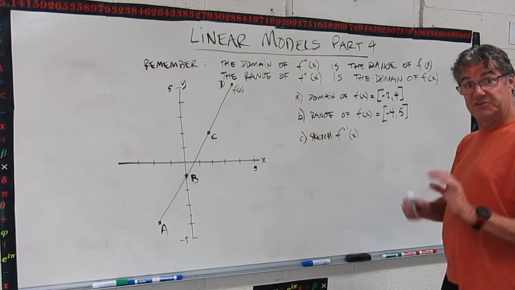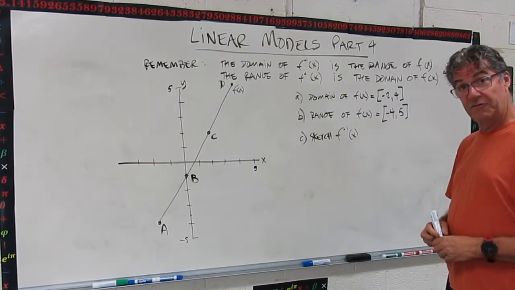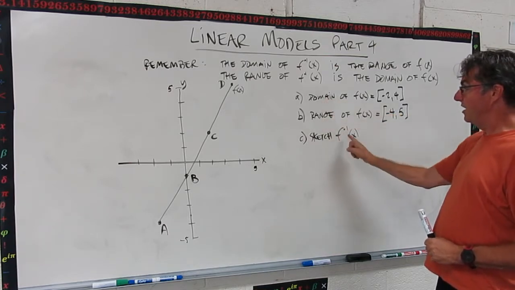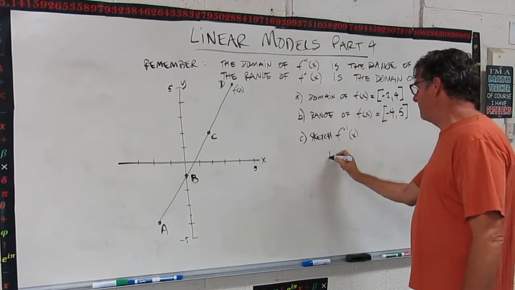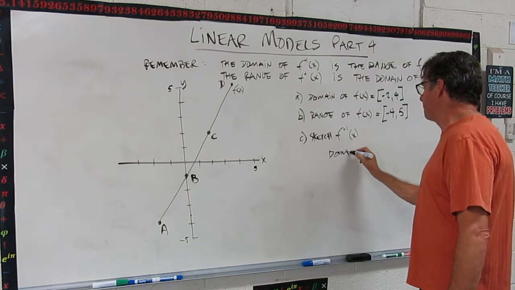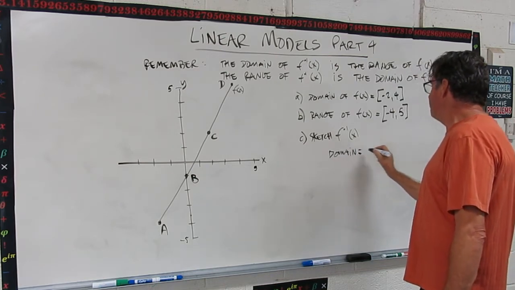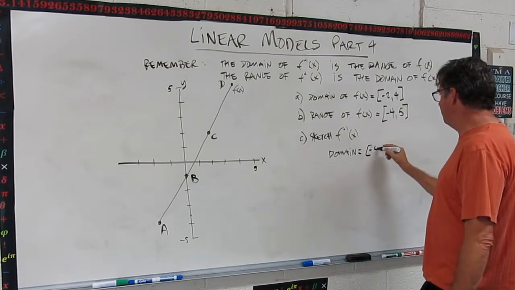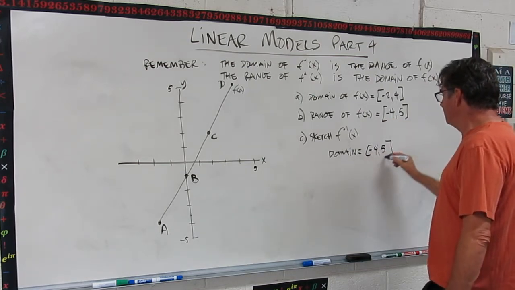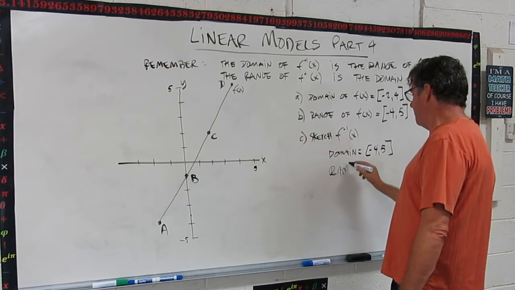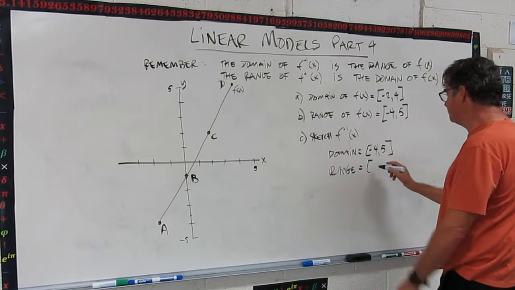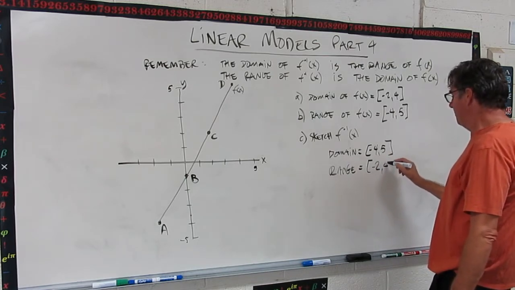Okay, so let's make our sketch, this last part here for this problem. And what I'm going to do is I'm going to write the domain and range of f inverse of x. So let's do that first. The domain of f inverse of x is going to be the range of f of x. So that's [-4, 5]. And the range of f inverse of x is going to be the domain of f of x, which is [-2, 4].